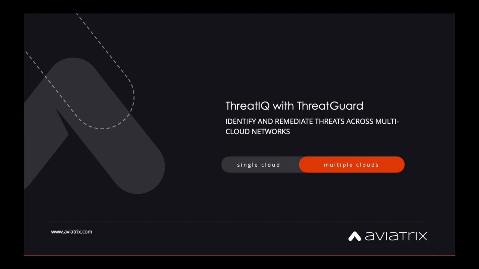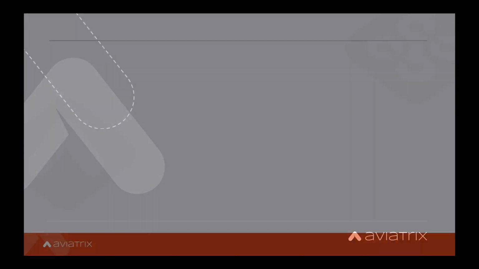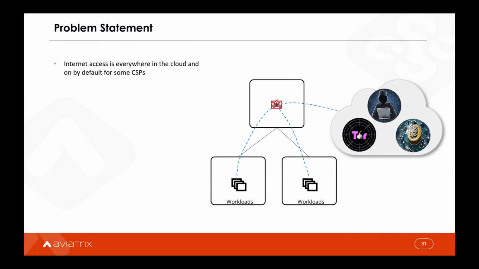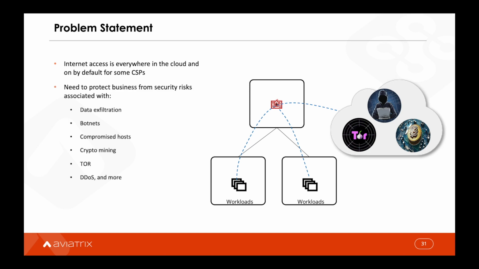Now let's talk about how Aviatrix provides threat intelligence security with a feature called Threat IQ with Threat Guard. Internet access is pervasive in the public cloud. With some CSPs, it is on by default by simply giving a public IP to a virtual machine. This introduces business risk for data exfiltration, such as botnets, compromised hosts, crypto mining, Tor traffic, and distributed denial of service attacks.